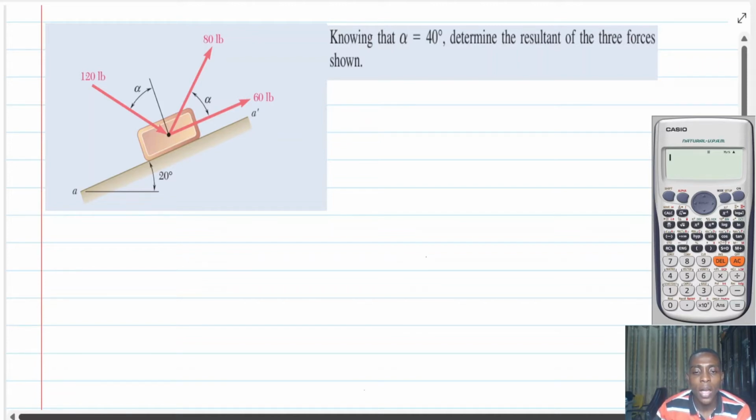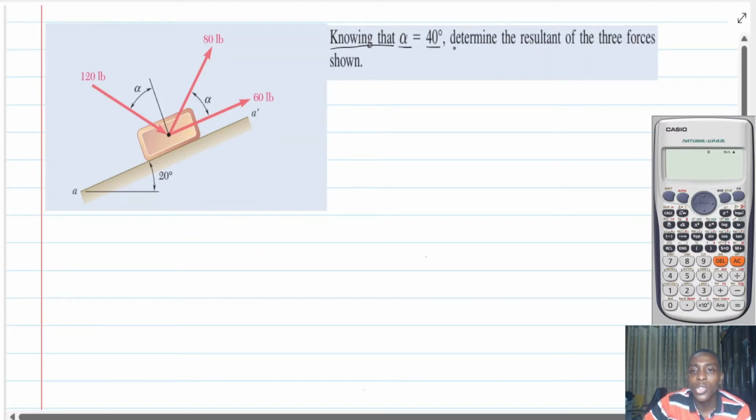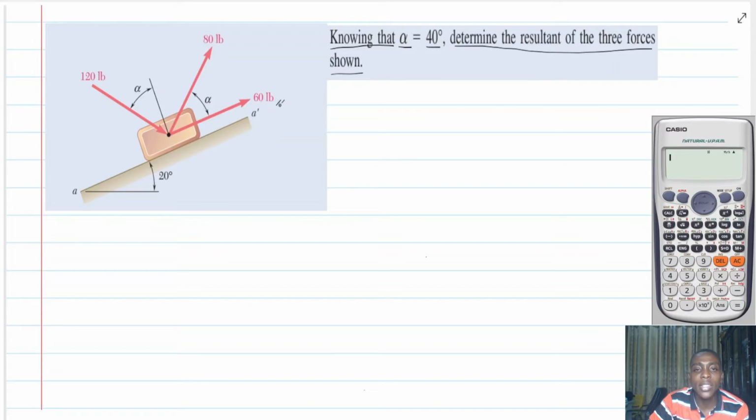In this video, I want to solve a problem with you to illustrate the concept of resolution of forces. But before we do that, let's read the problem and solve it together. Knowing that alpha is 40 degrees, we should determine the resultant of the three forces shown. I have a 60-pound force right here, an 80-pound force, and a 120-pound force. And I've been asked to find the resultant.